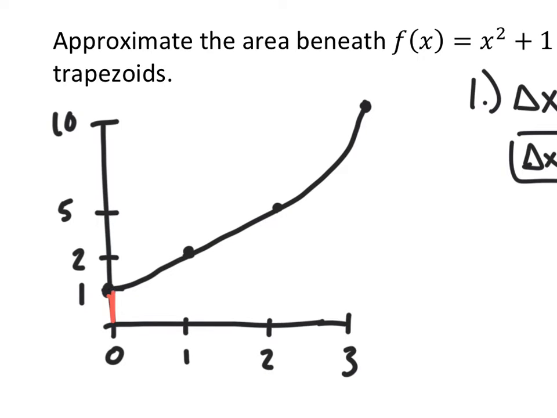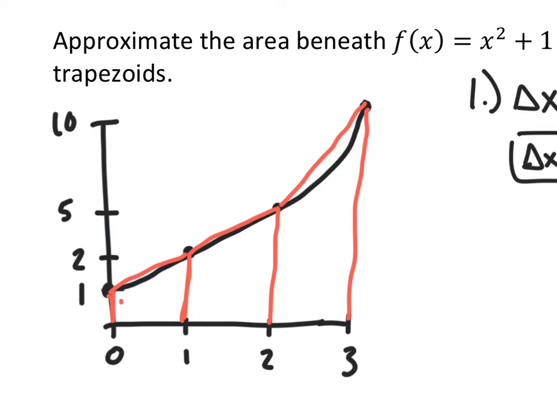So here's the first y value, my second y value, my third y value, and my fourth y value. I'm going to go ahead and draw in my trapezoids here. And I know that this y value is 1. I know that at 1, I plug in 1, I get 2. If I plug in 2, I get 5. If I plug in 3, I get 10. Okay, so these are my different y values.